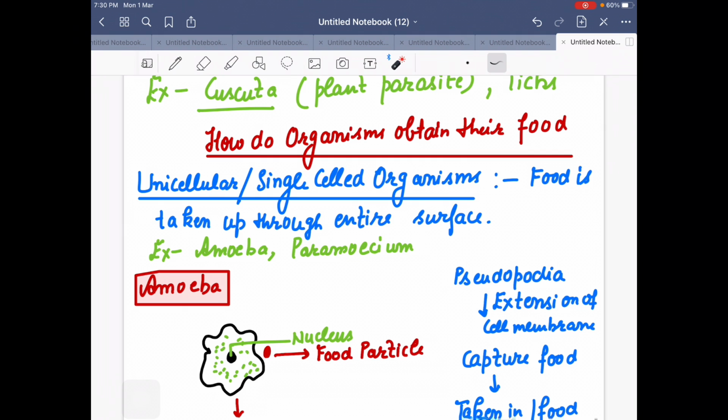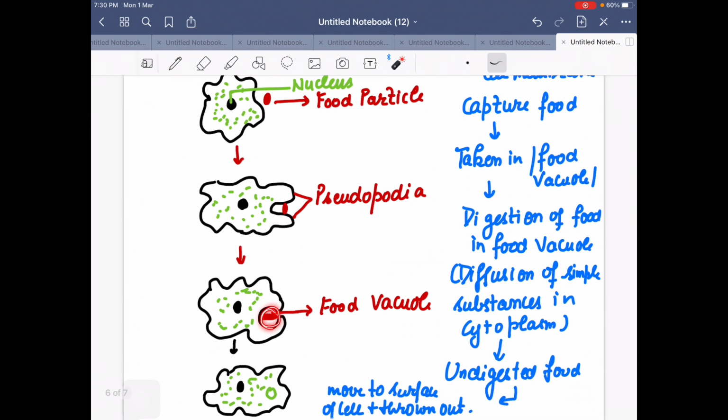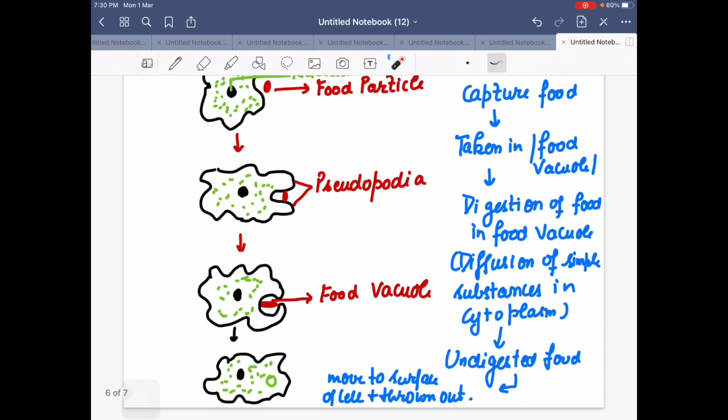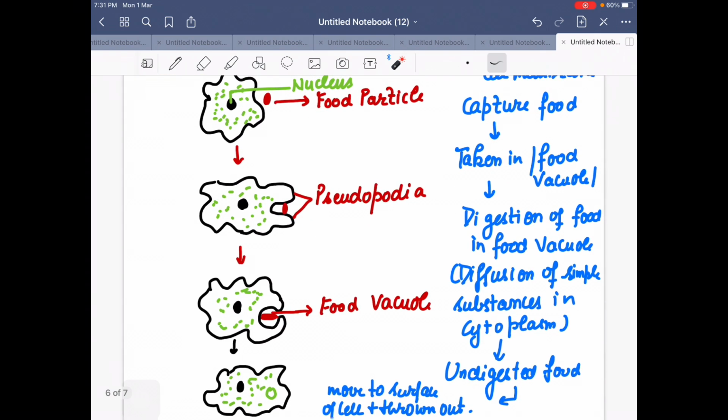So a unicellular organism, amoeba, is a single-celled organism, so food is taken up through the entire surface. Here you can see this is the food particle. Now pseudopodia gather around this food particle and it is taken in. A food vacuole is formed, and the food is digested. So here are four steps through which amoeba digests its food. Sometimes these diagrams are asked in practical-based questions: the food particle, pseudopodia gathering around it, then the food vacuole which is formed.